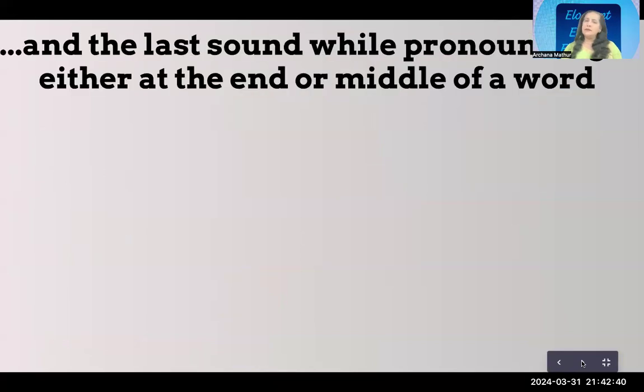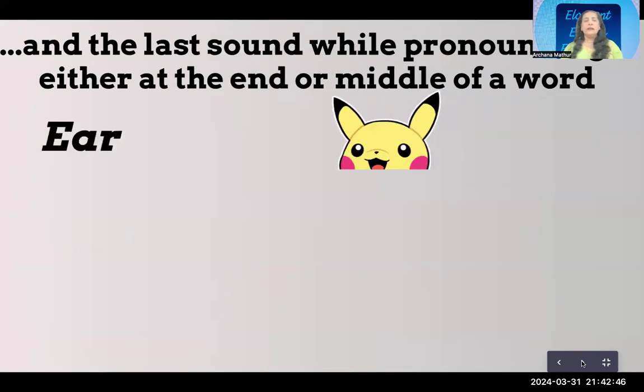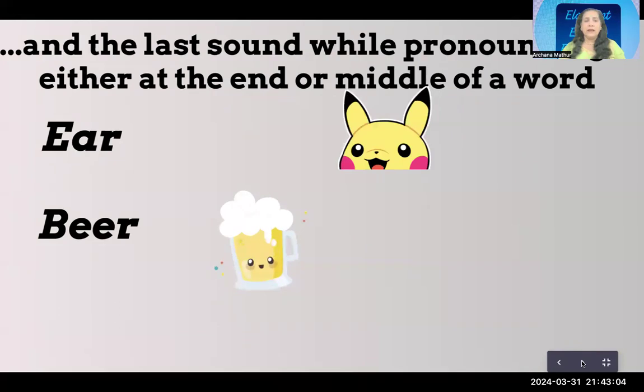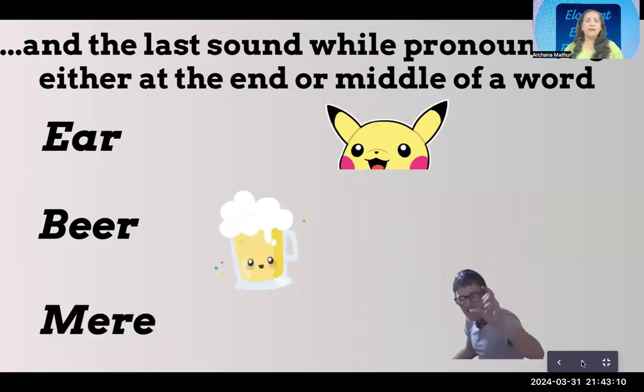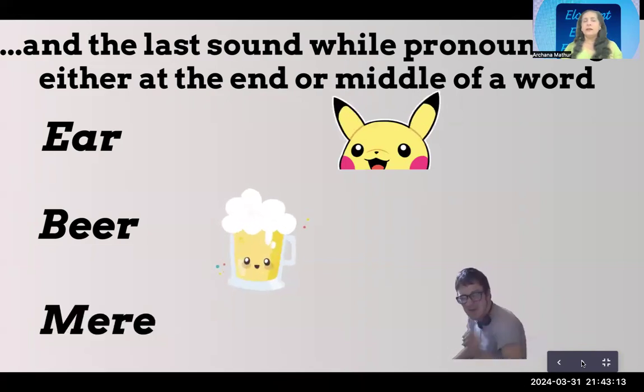And the last one, when we have R towards the end of the word or maybe in the middle. This is ear. Again, you are starting with the sound E and A. It's not ear, it's ear. Next one, beer. It's not beer, it's beer. And mere, veer. The previous one was A, and this is E, beer, mere.